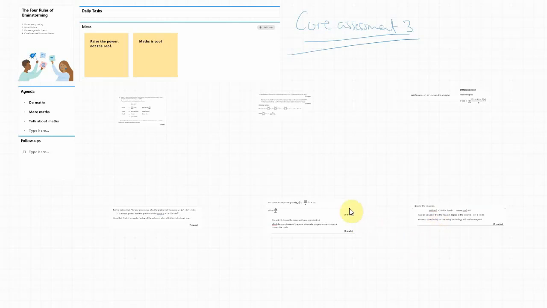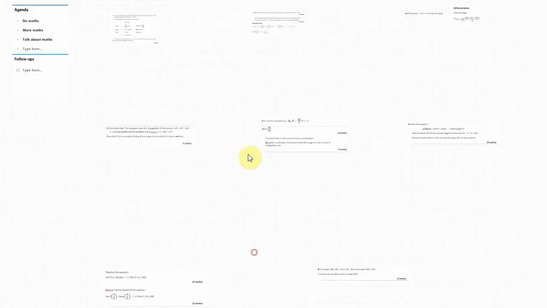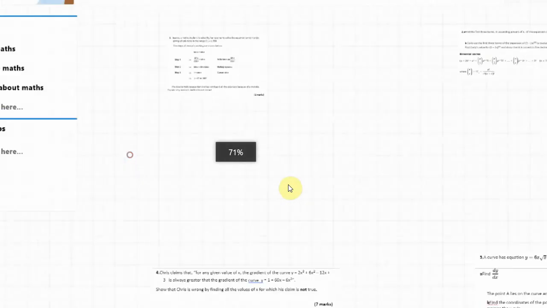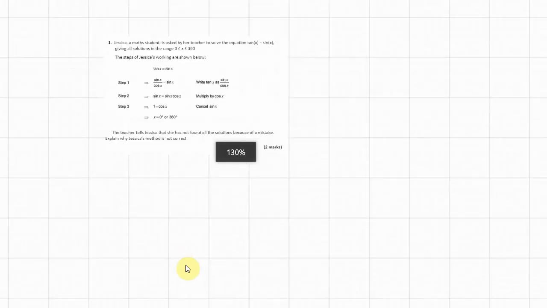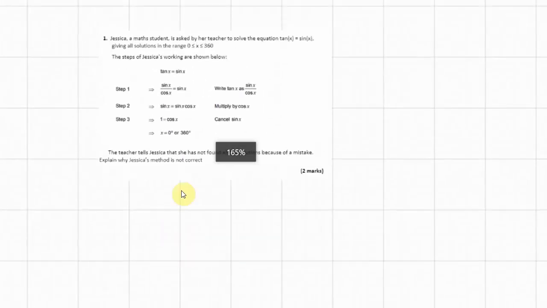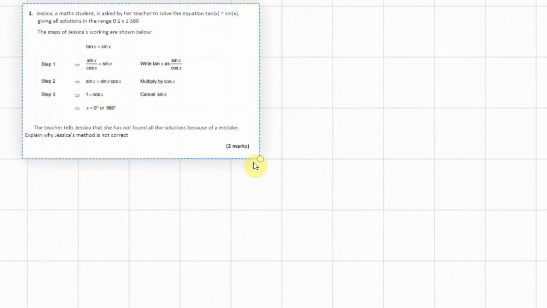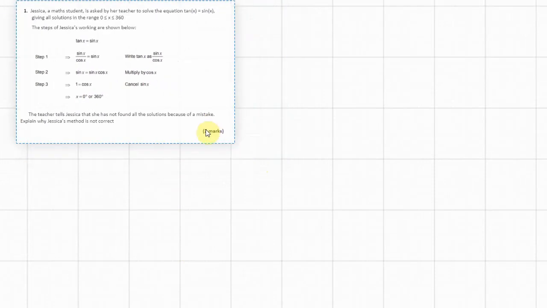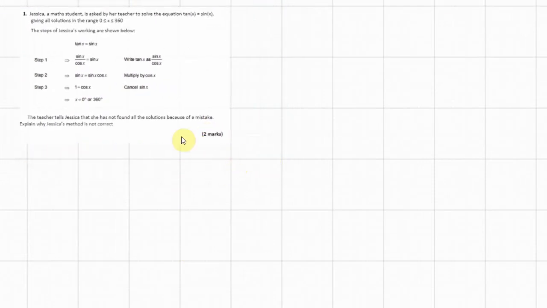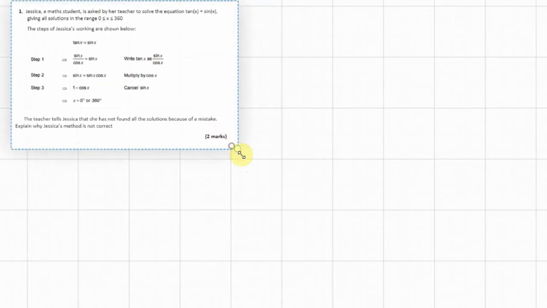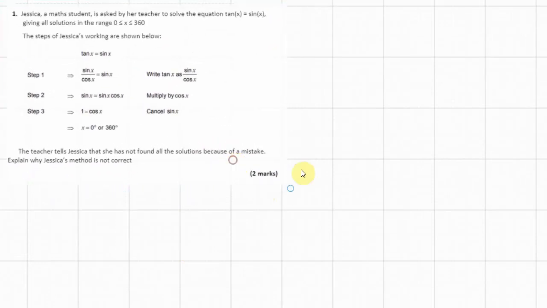Okay, this is the core assessment 3. These are our questions. Let's dive in. I'm going to go through each of them as I would answer them, so you can check your work a little bit better and see exactly where you went wrong. So, question 1. Bit blurry, I'll make it bigger.